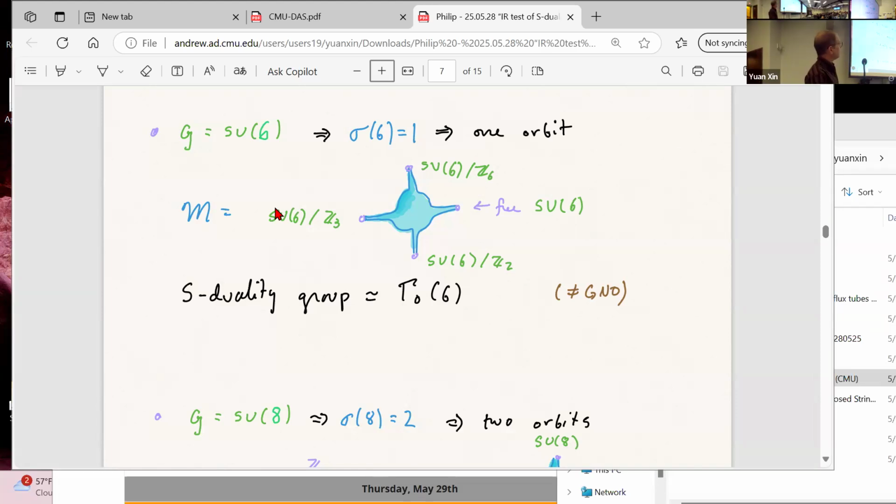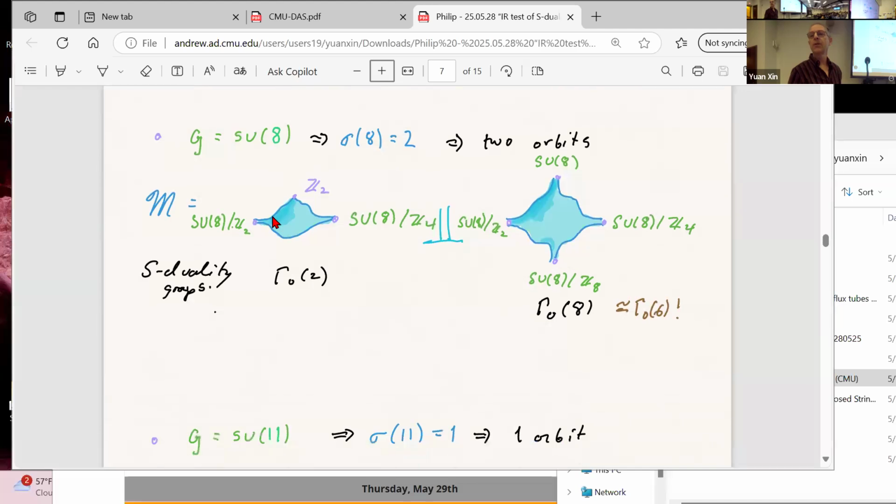And I just pointed this one out because that one is an example which contradicts a prediction, if you like, that Goddard, Nuyts and Olive, and successors, put forward in the early days of this whole game.